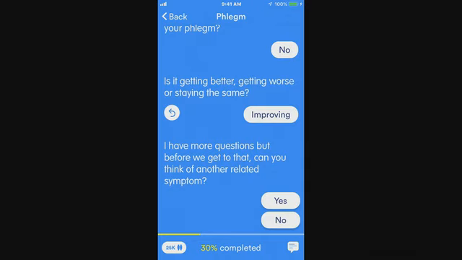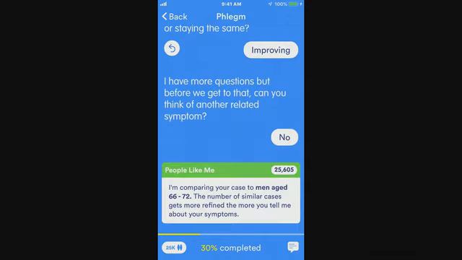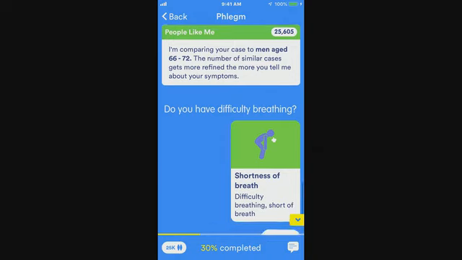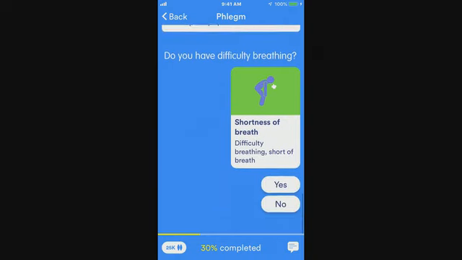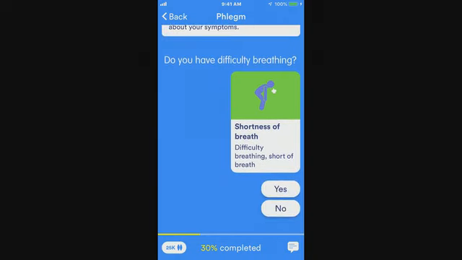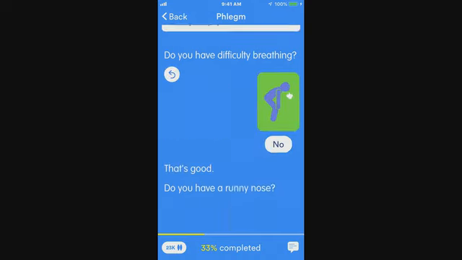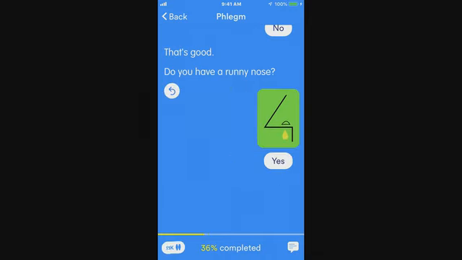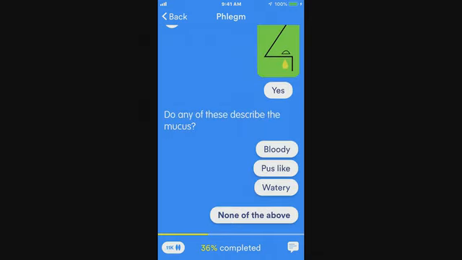Can I think of another related symptom? No. I'm comparing your case to men aged 66 to 72. Number of similar cases gets more refined. Do I have shortness of breath? No. That's good. All right. Do I have a runny nose? Yeah, sure, I have a runny nose. It's, I don't know, watery, runny nose.